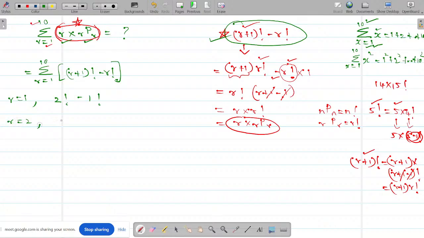R is equal to 2. So easy, no? Yes. R is equal to 3. When it is easy, it becomes boring. Okay. So let me go for the last two. R is equal to 9. Yes. You have to remember this is r plus 1 factorial, then minus r factorial. Okay. So this is 10 factorial minus 9 factorial. Good. R is equal to 10.